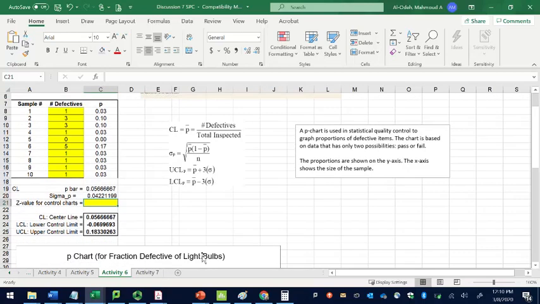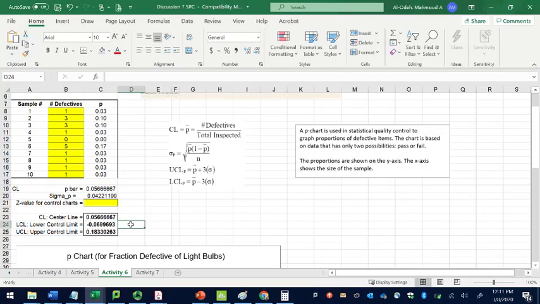Next, we need to find the upper control limit and the lower control limit. Starting with the lower control limit, it is the p bar minus 3 sigma. P bar would be 0.056 minus 3 times the standard deviation, 0.0422, and that would give you a negative number.